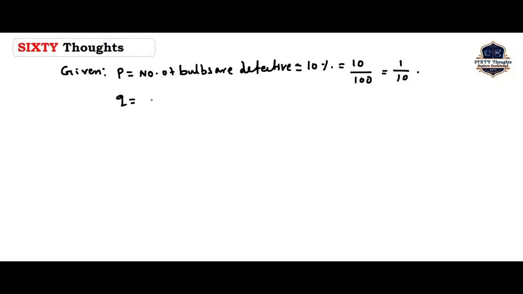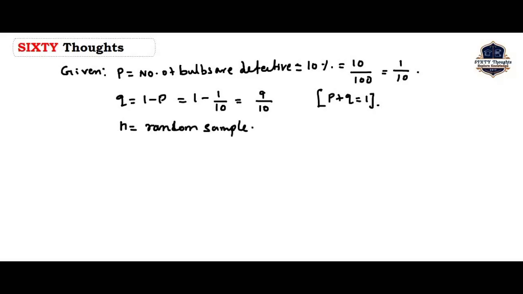How do we find q? q is nothing but 1 minus p, so that is equal to 1 minus 1 by 10, which is 9 by 10. If we add p plus q, we get p plus q always equal to 1. Also, they have given a random sample: 20 bulbs are taken for inspection. So we consider n, which is the random sample, equal to 20 bulbs.